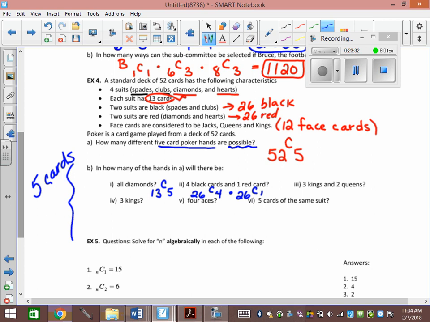3 kings and 2 queens. The only way we can guarantee getting kings is choosing from kings. There's a king in every suit, right? So how many kings are there? There's 1 heart king, 1 diamond king, 1 spade king, 1 club king. There are 4. How many queens are there? 4. Okay. What's the problem with number 4?